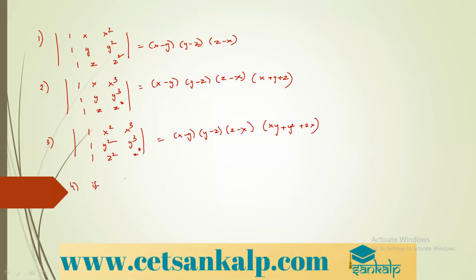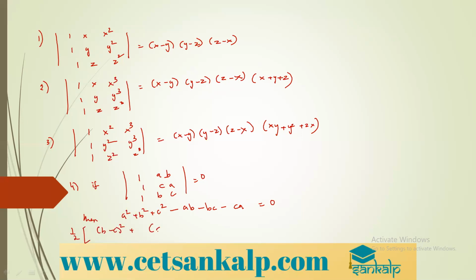Then the next is, if the determinant of 1 a b, 1 c a, 1 b c equals 0, then a square plus b square plus c square minus ab minus bc minus ca is equal to 0. Or I can write 1 by 2 into (b minus c) whole square plus (c minus a) whole square plus (a minus b) whole square will be 0. Or I can write a equal to b equal to c.